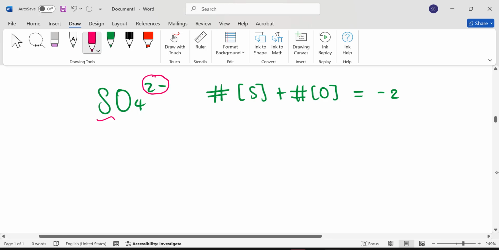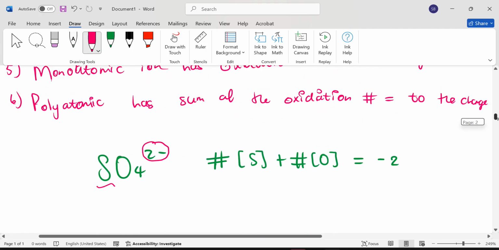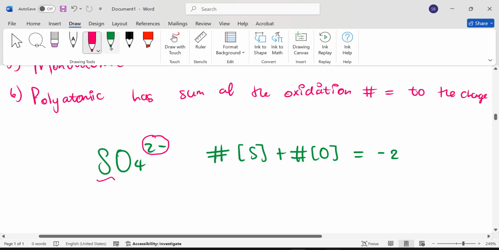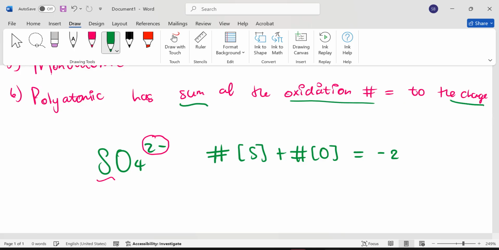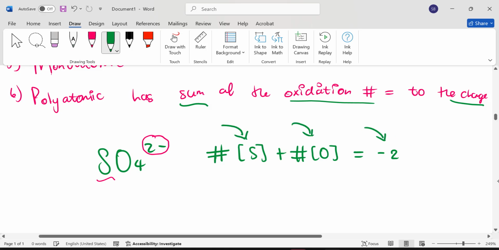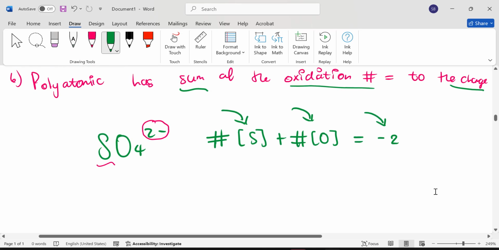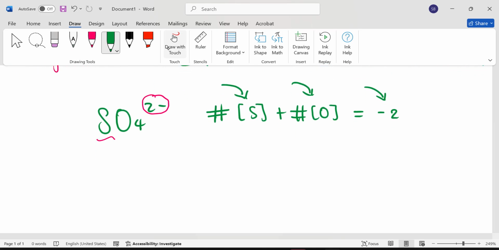That's what they mean when they say the sum of the oxidation numbers. Remember, sum means plus. So they're saying the sum of the oxidation numbers equals the charge. In this particular case, the subscript, by the way, plays a very pivotal role. The subscript is very important. The subscript of any atom becomes the coefficient of the oxidation number.